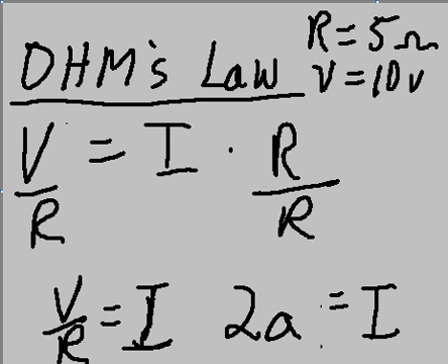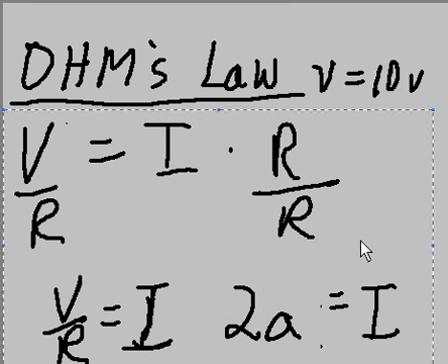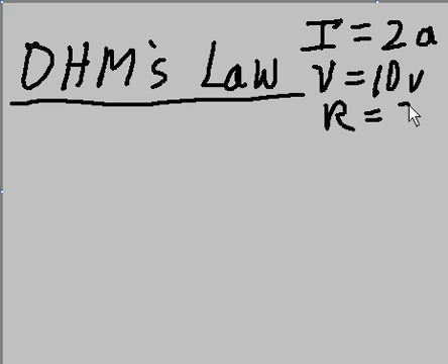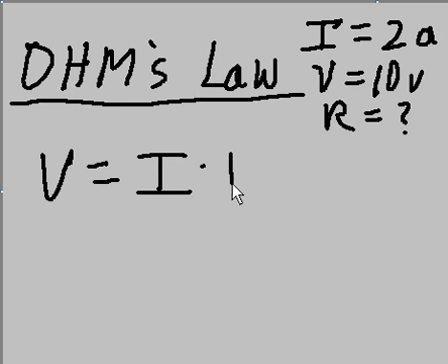Let's do one more. This time, let's say we are given current equals 2 amps and voltage equals 10 volts. So we have to figure out R. R equals what? We don't know. Well, we know that V equals I times R. We know voltage, it's given. We know current, it's given. We need to know R.